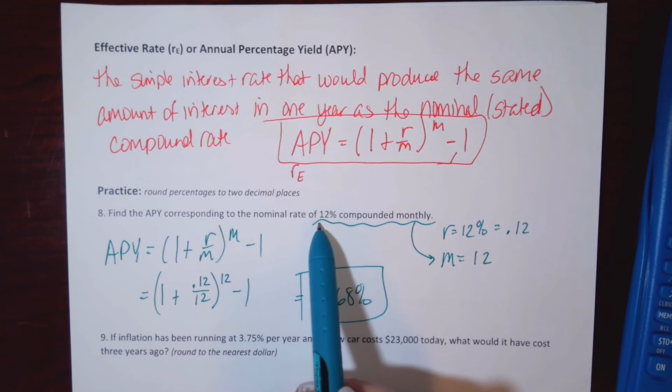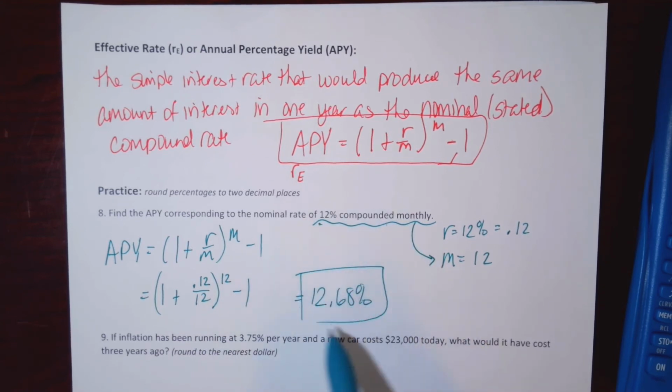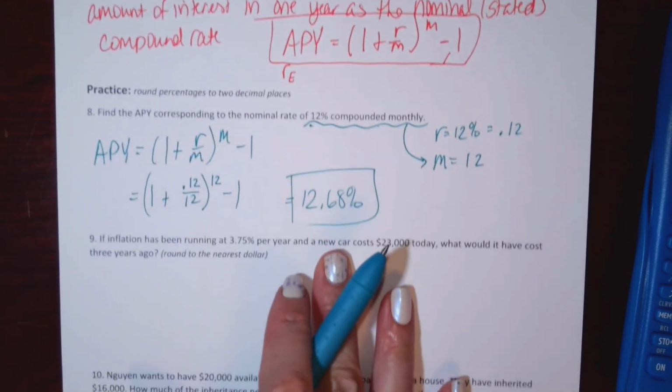So when the stated rate is 12% compounded monthly, that's about the same thing as a 12.68% simple interest rate.